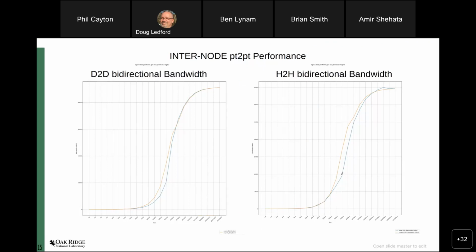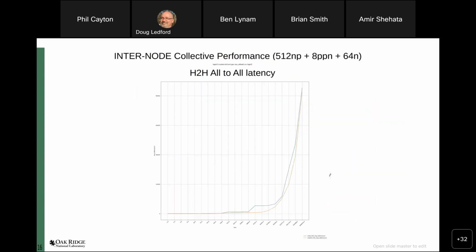This is another internode test result between D2D and host-to-host. On the left-hand side is the D2D bidirectional bandwidth, and on the right is the host-to-host, and you can see again, performance is fairly comparable. There's still some difference, which we still need to investigate a little bit more.